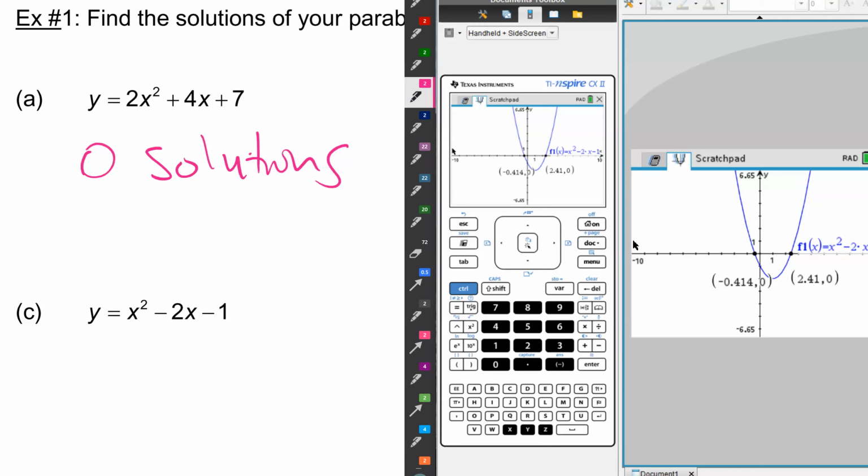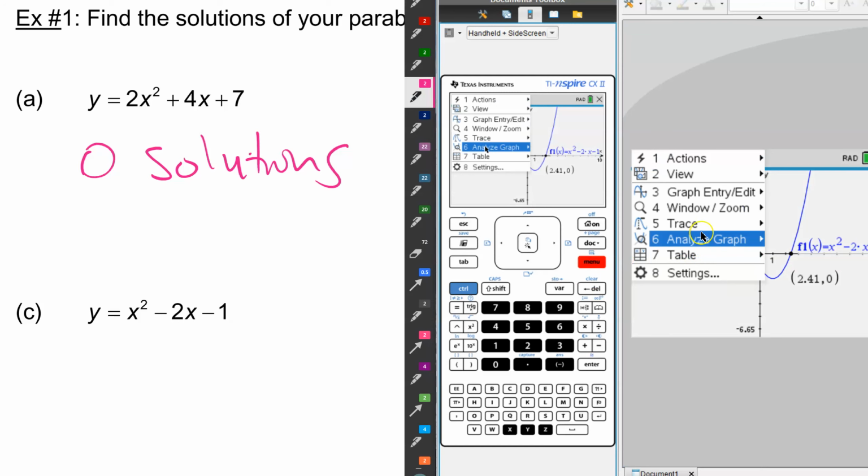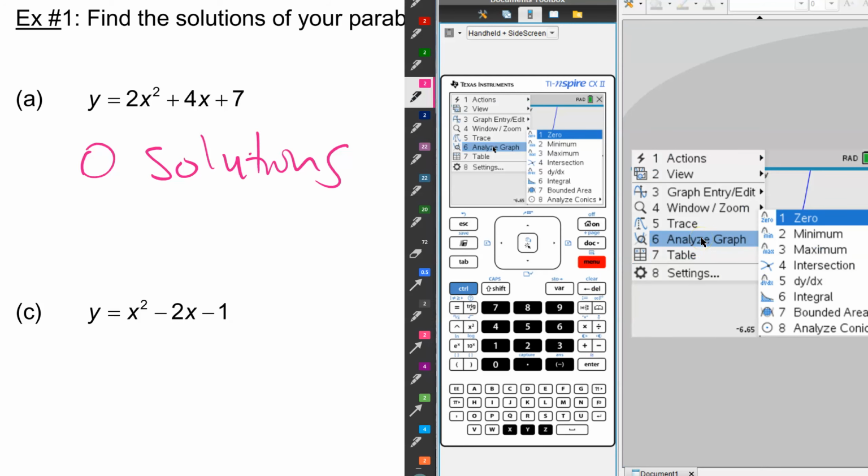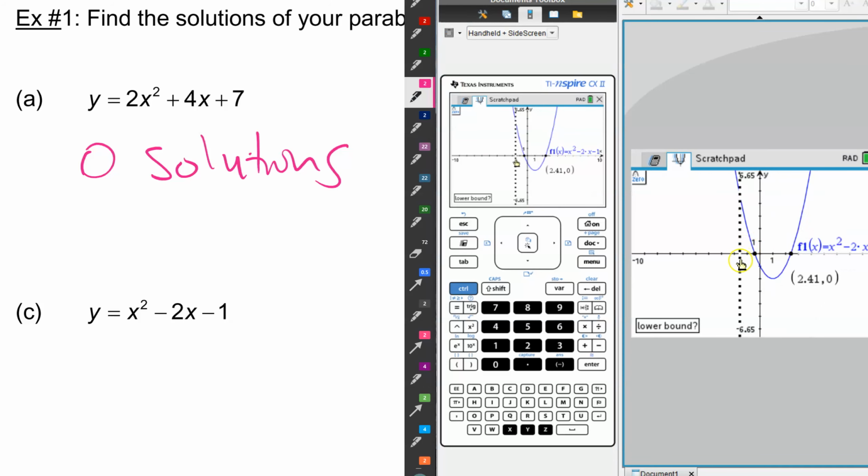How do you find the minimum? How do you find the maximum? How do you find the zeros? What's the number of zeros? Okay, ready? So I go menu, analyze graph. This is what page 17 is about. And I go to zero. Then I go to the left of my zero, click and drag to my right, and it pops it up for me.